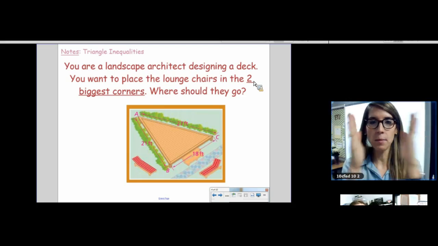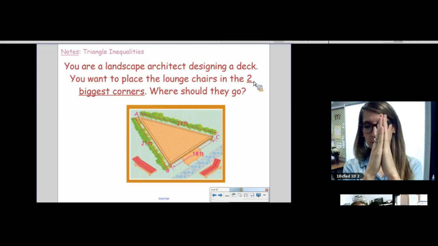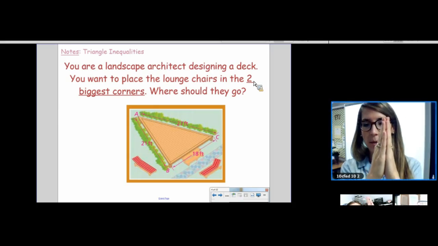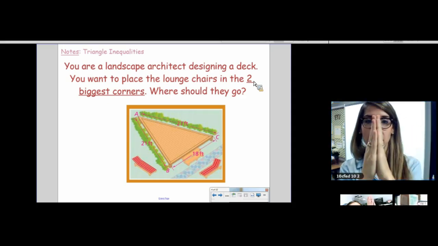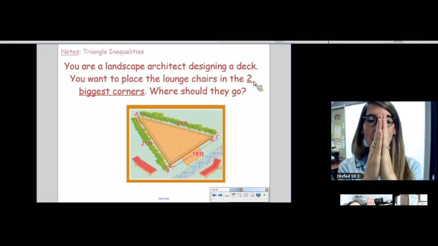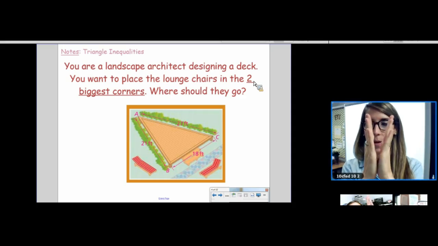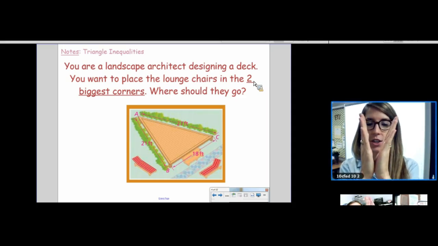So, everyone put your hands together like this. What is the distance between your fingertips right now? 0, right? They're touching. The distance is 0. So now, as you open your hands up like this, and the angle gets larger, what happens to the distance between your fingertips?